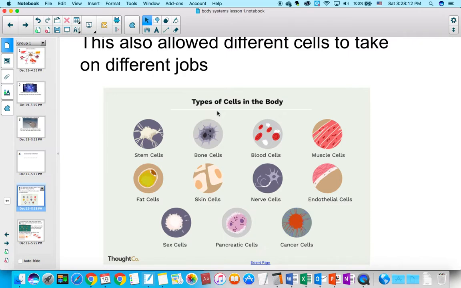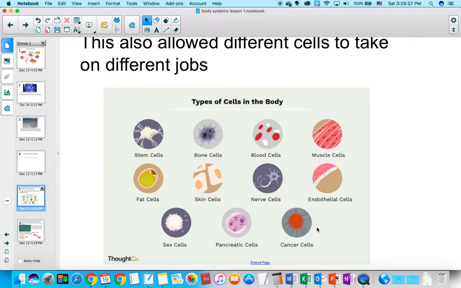So, if we were to look in our body, we would see stem cells, bone cells, blood cells, muscle cells, fat cells, skin cells, nerve cells, endothelial cells, sex cells, pancreatic cells, and, when our cells tend to go awry, cancer cells. And so, in our own bodies, we would see all of these types of cells and all of these cells doing things.